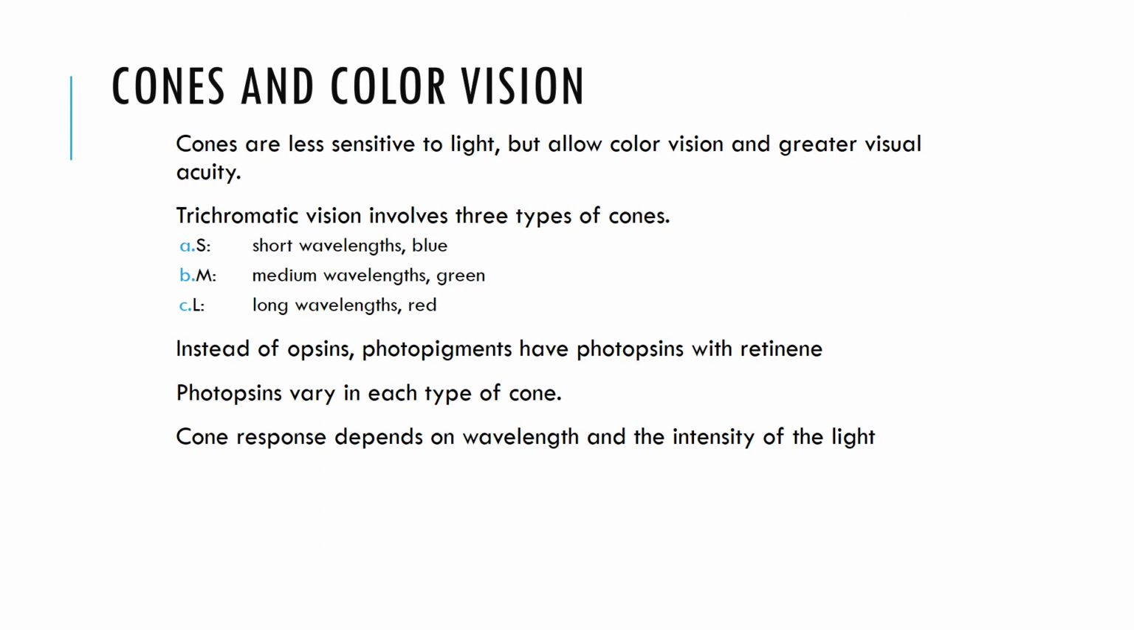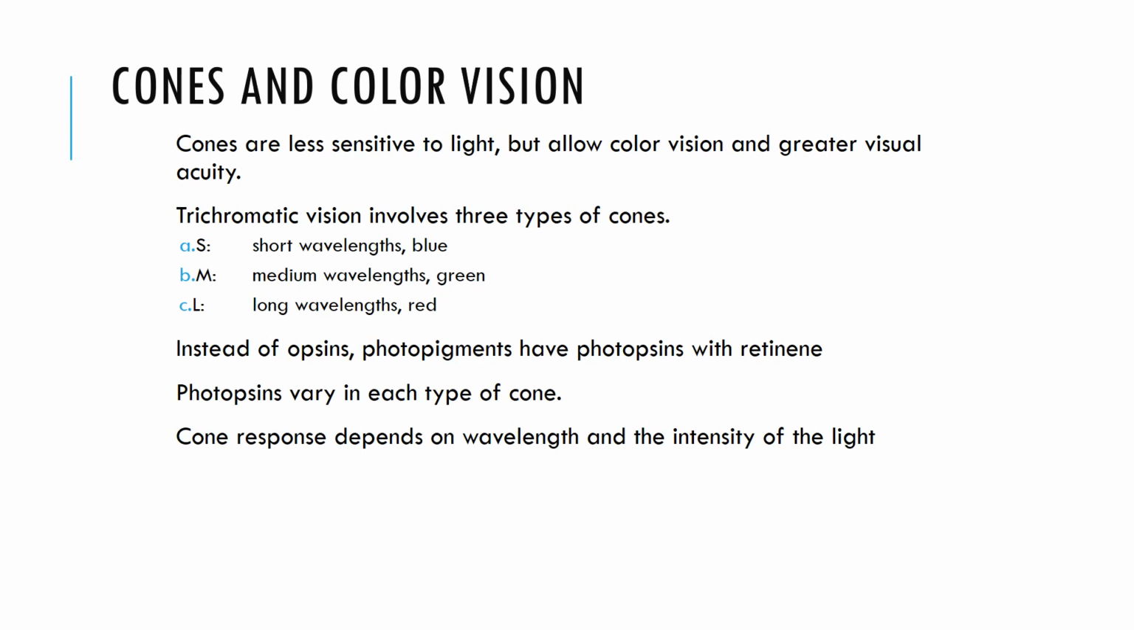Cones, the other photoreceptor, are responsible for color vision and are less sensitive to light, but they allow for color vision and a greater visual acuity. There are three different types of cone: the S, the M, and the L. S is for short wavelengths, which respond to and absorb blue light. M is for medium wavelengths, which respond to and absorb green light. And L is for long wavelengths, which respond to and absorb red light.